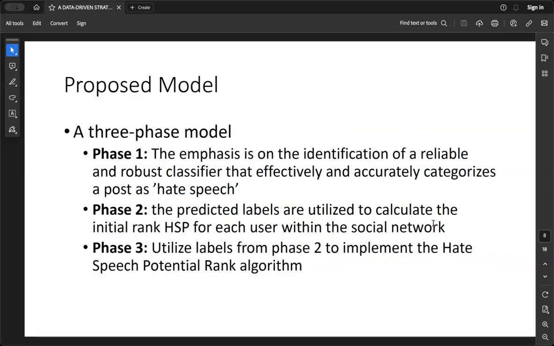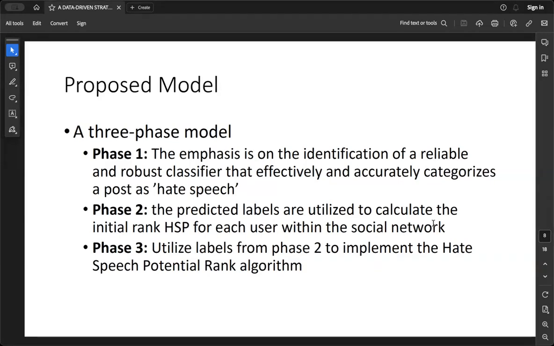Now coming to the proposed data structure, the proposed model of our paper. This proposed model was divided into three phases. The first phase focused on the identification of a reliable and robust hate speech classifier, because whenever a user posts a certain tweet or some text, our first step is to be able to recognize whether that is hate speech or not.